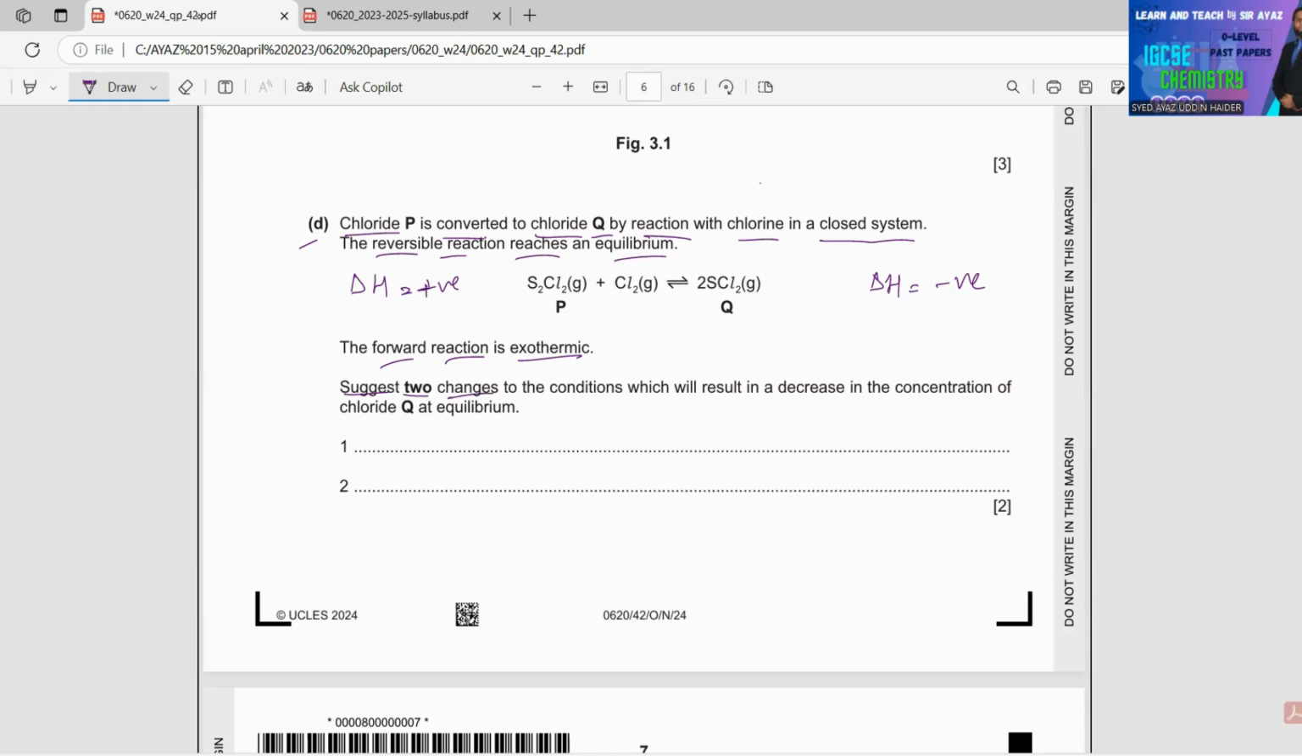Suggest 2 changes to the conditions which will result in a decrease in the concentration of chloride Q at equilibrium. Now I want to decrease the concentration of chloride Q. One of the possibilities is that you can increase the temperature, because this will shift the equilibrium to the reactant side or the left hand side, because the reverse direction is endothermic. So you can write any 2 from these. Increase the temperature.